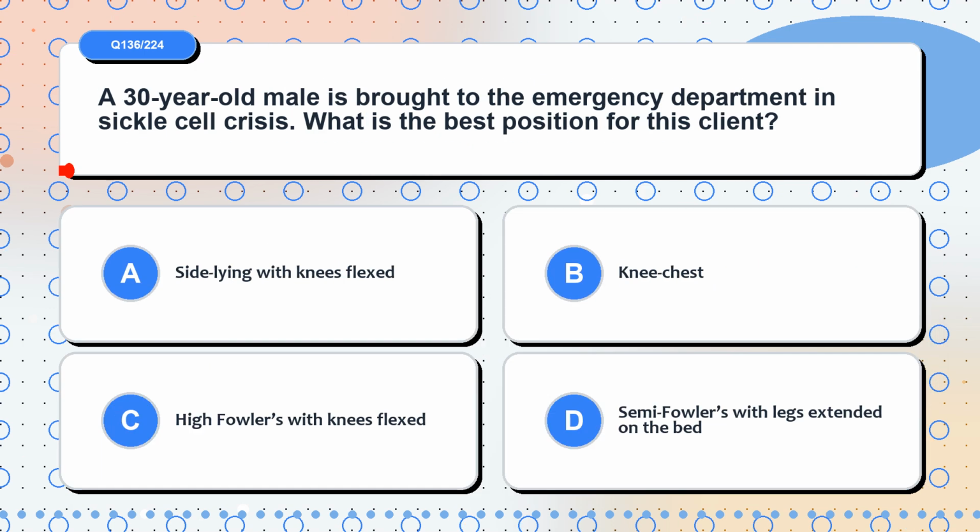Question 136. A 30-year-old male is brought to the emergency department in sickle cell crisis. What is the best position for this client? Here are the options. Option A. Side lying with knees flexed. Option B. Knee chest. Option C. High Fowlers with knees flexed. Option D. Semi-Fowlers with legs extended on the bed.